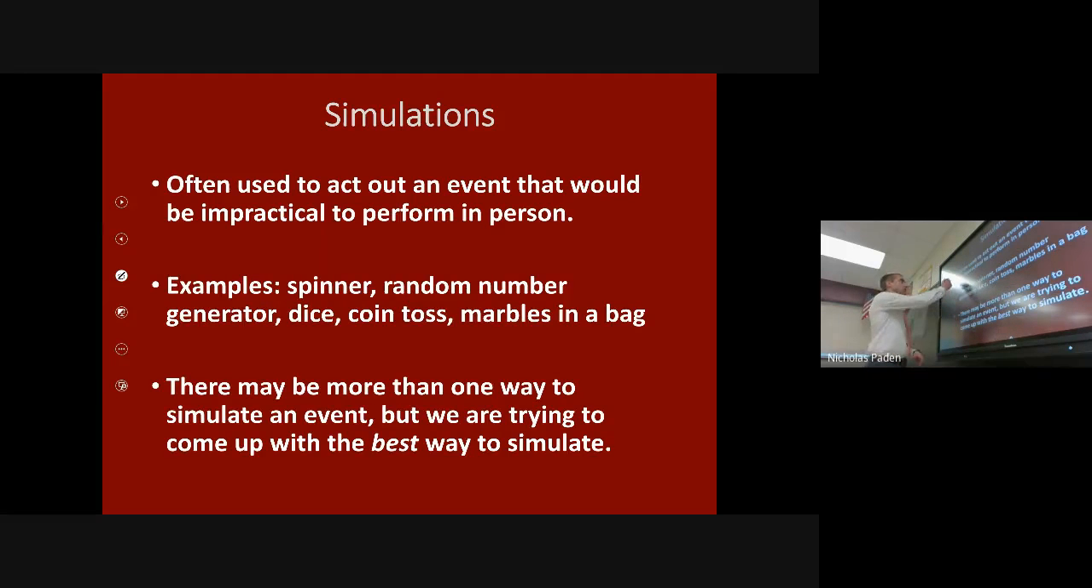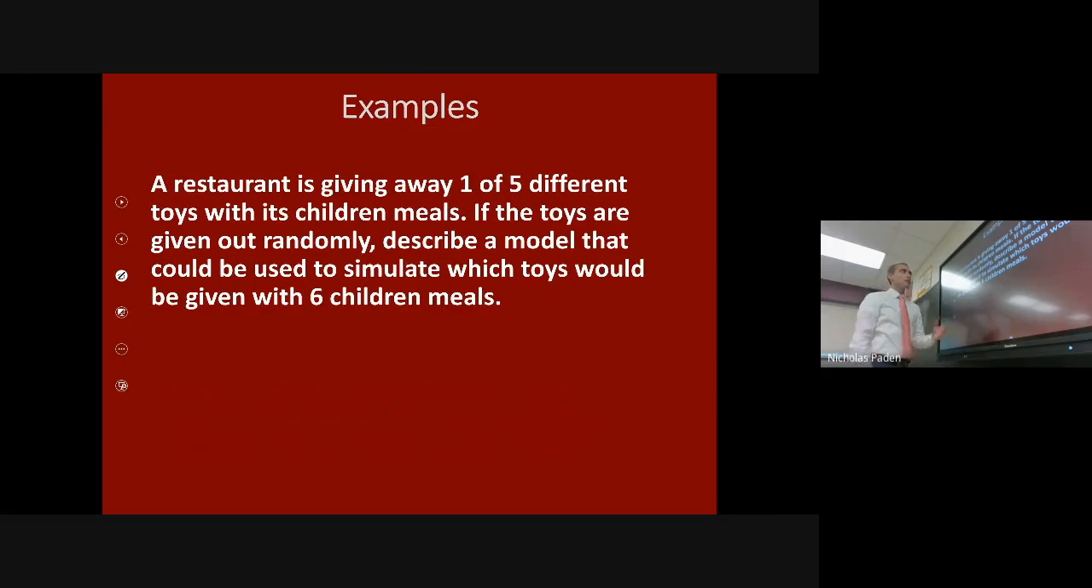So let's look at our first example here. It says a restaurant is giving away one of 5 different toys with its children's meals. If the toys were given out randomly, describe a model that would be used to simulate which toys could be given with 6 children's meals. So I want you to first ask yourself, how many different options are there? And are they all random? So random, remember, it says that they're given out randomly. Remember, random means that everything has the same probability.